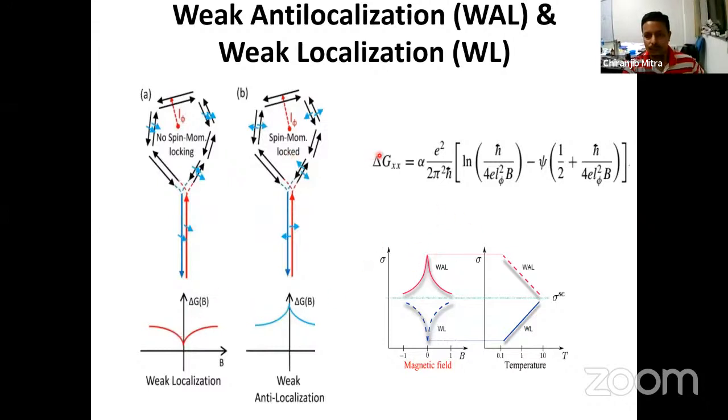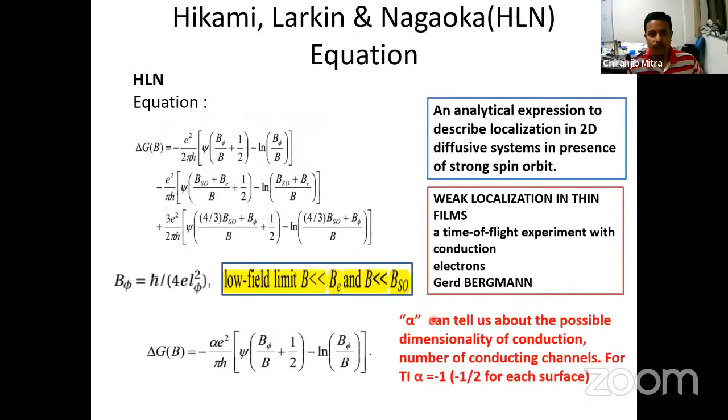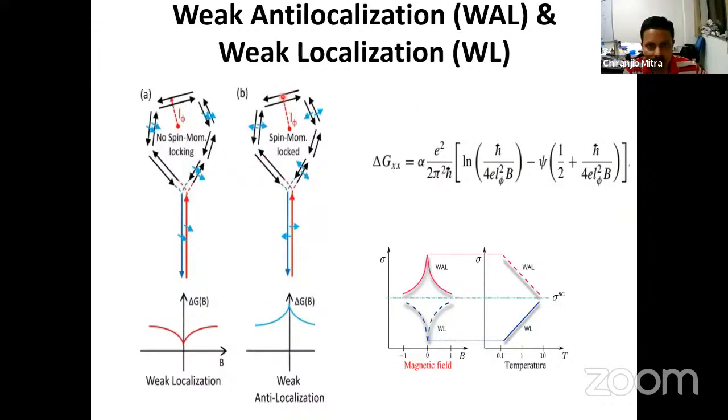This can be fitted to what is called the HLN, Hikami-Larkin-Nagaoka, equation. There are two components to this: one is the logarithmic part and the other is the digamma function, which takes care of the singularity at B equal to 0. This is the reduced HLN equation in the low field limit and low spin-orbit coupling limit, and B_phi is given as h by e L_phi squared, where L_phi is the phase coherence length. So if we have a forward and backward moving path, that is the length over which the phase coherence is maintained.